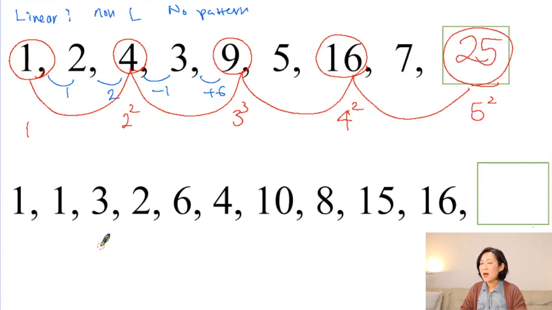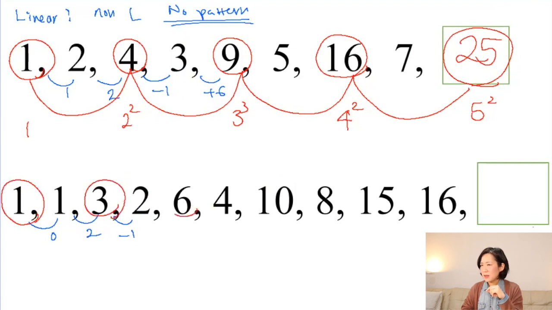So remember, when you see really tricky number sequences, just think about 2 number sequences joined together to create a new number sequence, okay? Just think about that. Now let's move on to the next one. Let's see the difference between the terms: 0, 2, -1. Oh, no pattern as well. So now let's see. Maybe this is a joined pattern as well. Let me circle 1 and 3, skip, and 6, skip, and 10, 15. Then I think I can see some patterns.